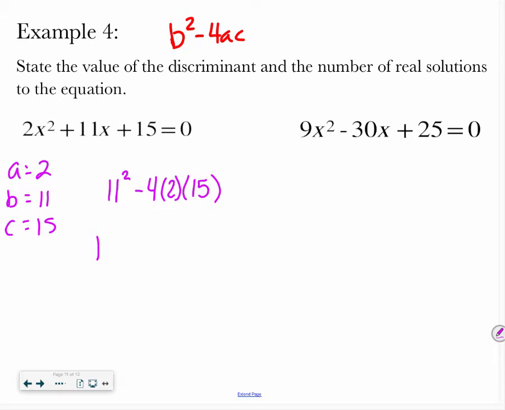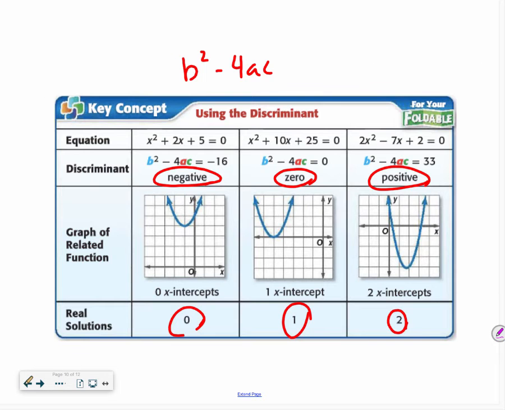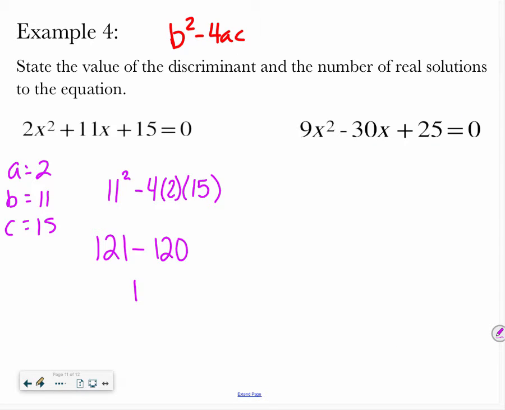So 11 squared gives me 121 minus, and then 4 times 2, or actually I'm going to do 2 times 15 is 30. 30 times 4 is 120. So I end up with 1, which is positive. So if I had a positive number, that meant I had 2 real solutions. So I say my discriminant is 1, and I have 2 real solutions.